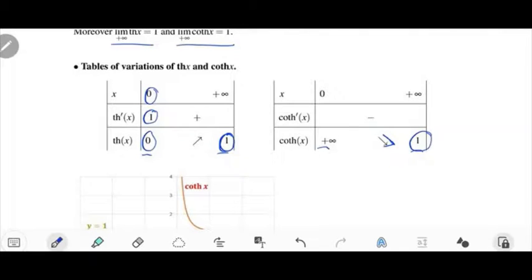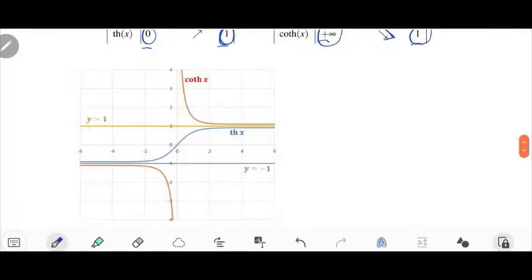And in this case also we have another asymptote, which is x equal to 0, because when x goes to 0, coth goes to plus infinity. And if we draw the functions, we can see that you have this asymptote and this asymptote in here, and the function th x goes like this, and coth is asymptotic to x equal 0, and then it goes asymptotic to y equal 1, and the symmetric part is in here.